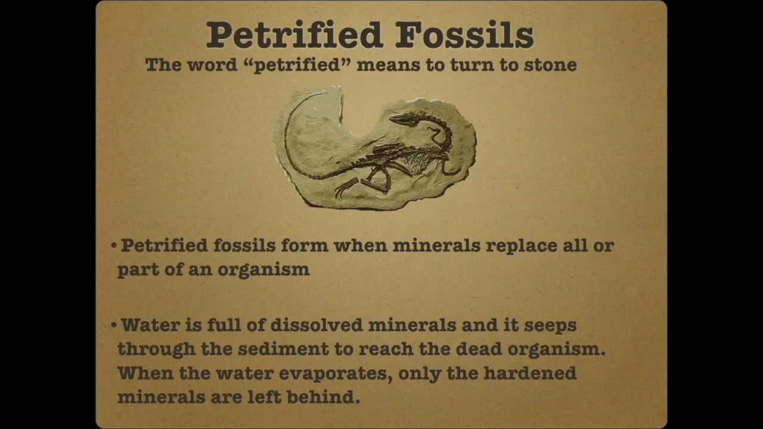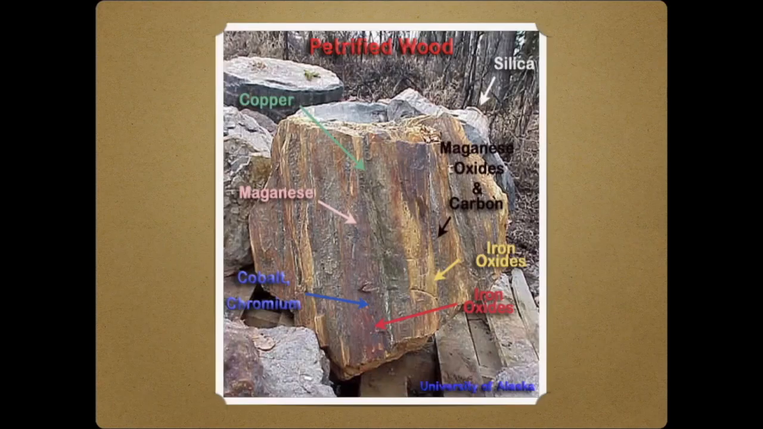Water is full of dissolved minerals, and that water seeps into the sediment and reaches the dead organism. The water will evaporate out of the soil, and that will leave the minerals, and the minerals harden in what is left behind of the organism. Here we have petrified wood. Petrified wood is no longer organic. It's not wood. It's actually just minerals filling in the space of where the tree used to be, as the tree is covered by the sediment.